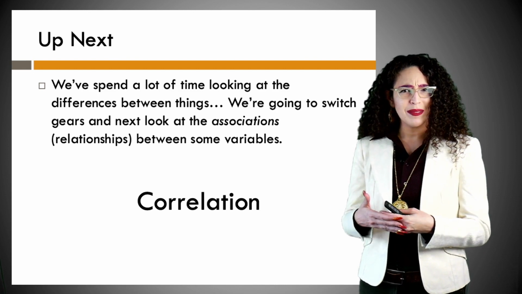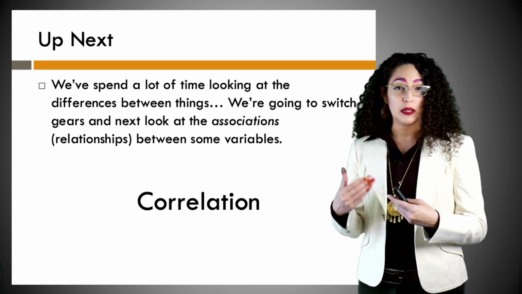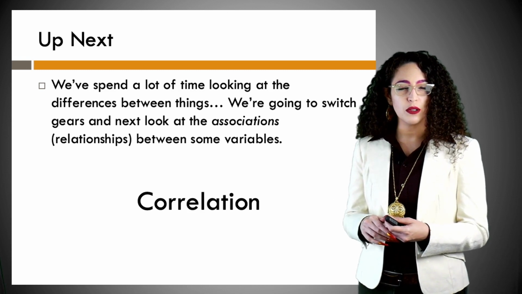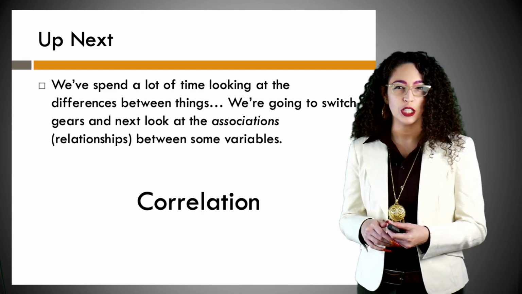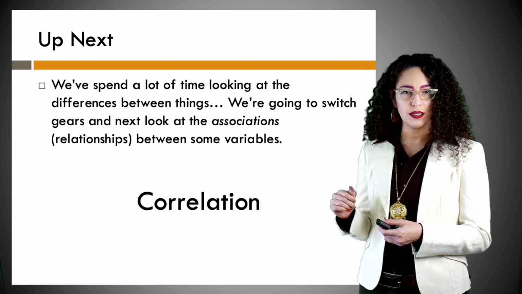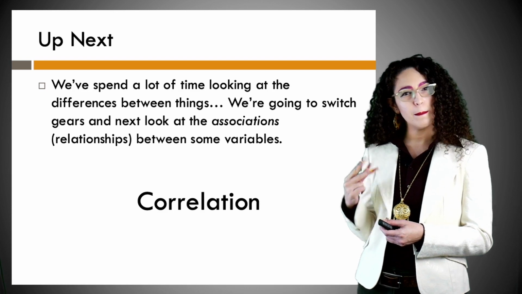We spend a lot of time looking at the differences between things, using our z-test, t-test, or ANOVA. We're going to switch gears next, and we're going to look at the association and the relationships between some variables. Up next, correlation. I will see you there.